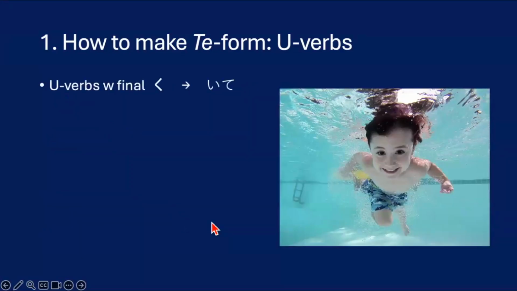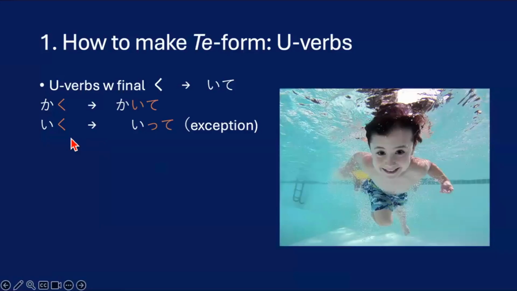Okay, continuation of u verbs. So the verb ending was ku for the dictionary form. Then you're going to take out ku and then add ite. Kaku is to write. So take out ku and then add ite. Kaite, kaite. Iku is, take out ku, and this is actually an exception. It's not iite because that's very difficult to say. So you can make this itte, itte.